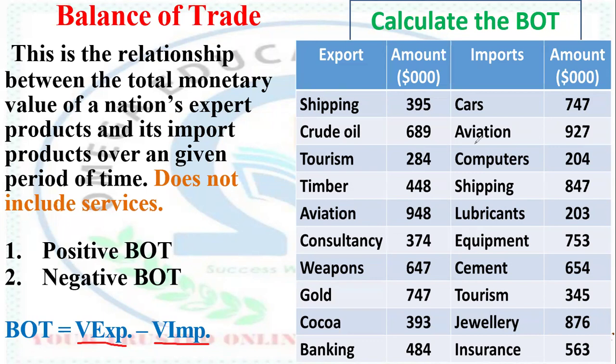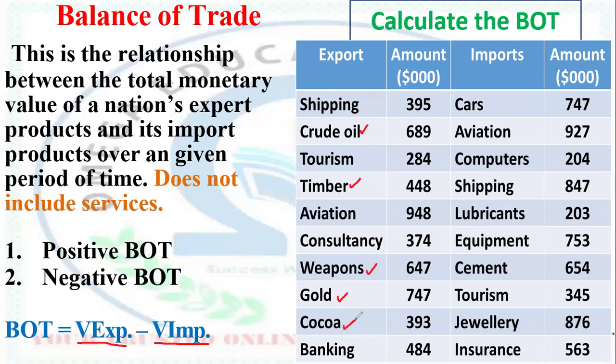Splendid. Right, so let's do it together. So the visible products, compare what you have with what I have. Crude oil, timber, weapons, gold, cocoa. These are the visible products. So let's check the others and see whether they are invisible.